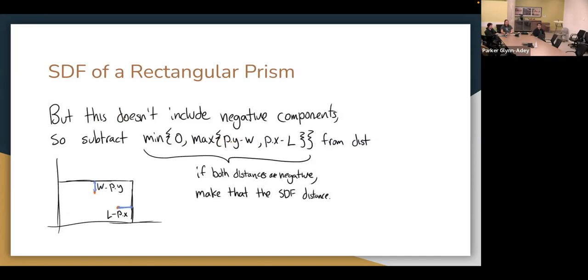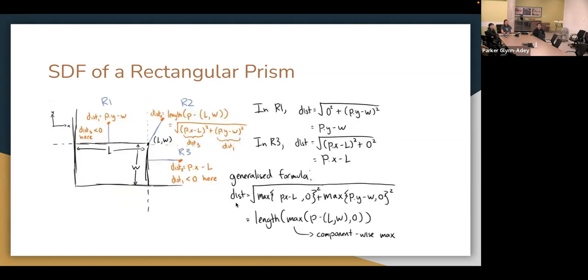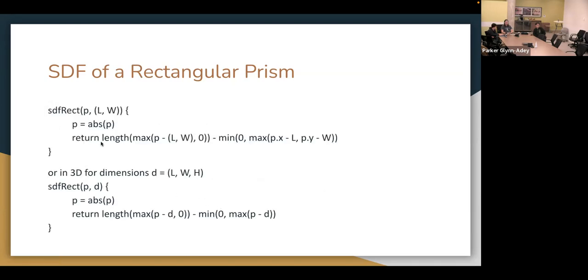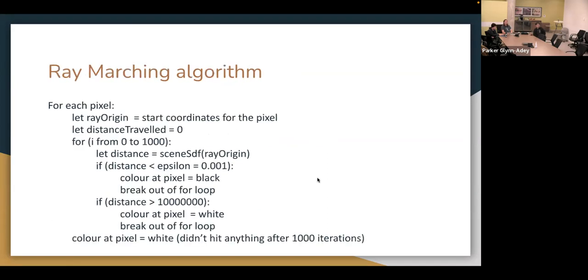Now that we have the distance here, one thing to note is that this is taking the square root of something, so it can't be negative. But remember that your SDF has to be negative when it's on the inside. So what we can do here is subtract the negative components, adding whatever this component here is if it's negative, which is given by this formula here. I guess it's kind of hard to understand, but just bear with me. The pseudocode will look something like this.